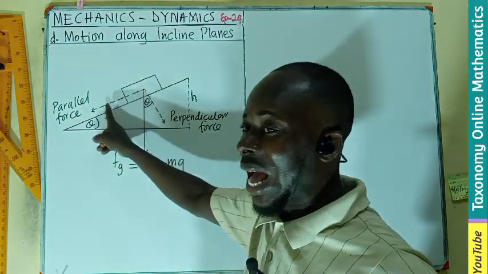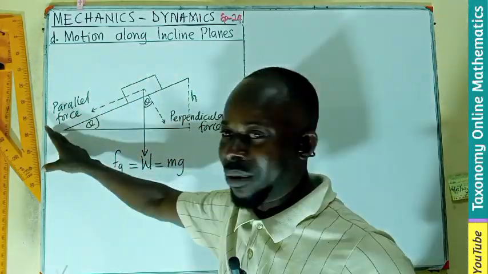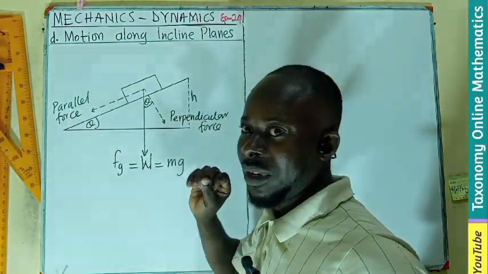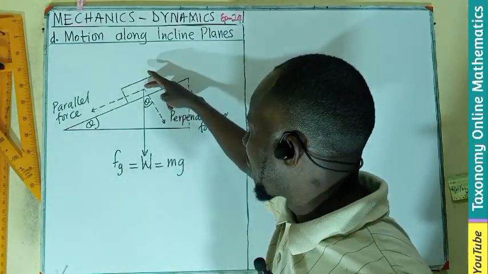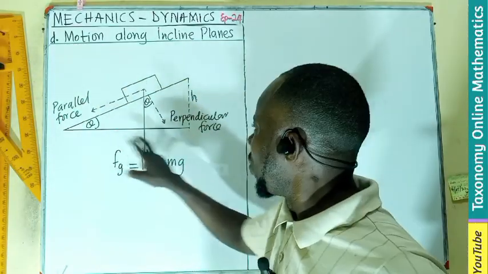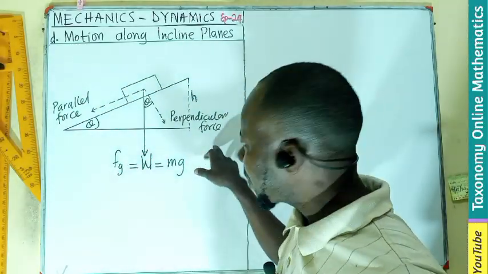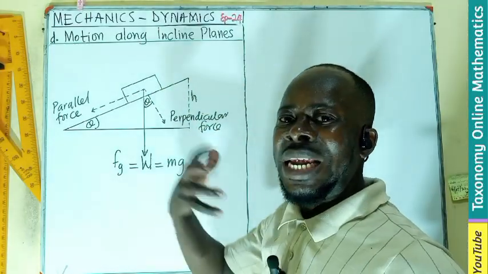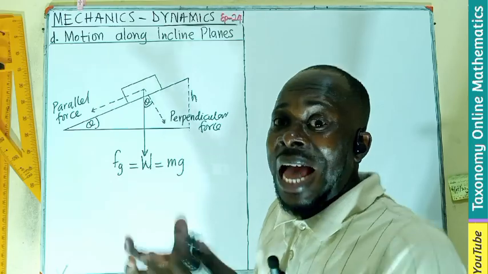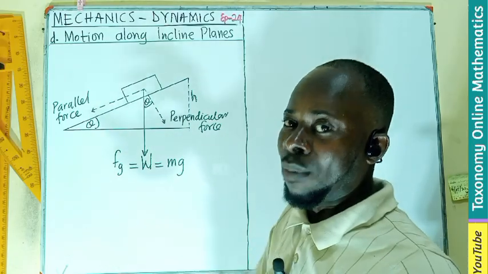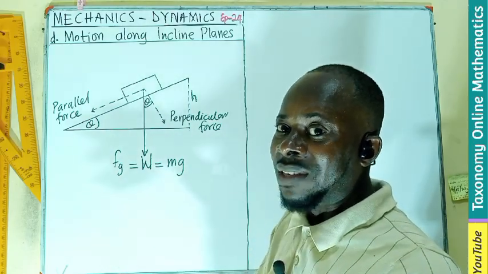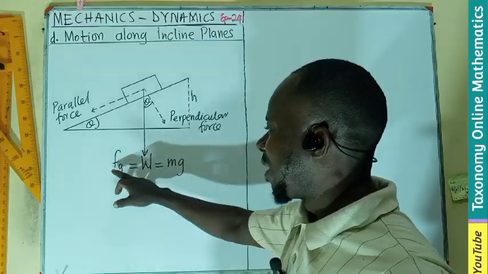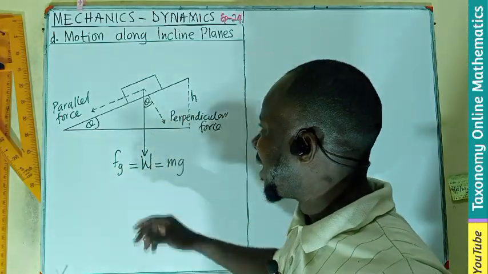Then the force acting on it is going to be parallel. That's what we have for the parallel force. Then there is also a force perpendicular to the surface, which is going to be the perpendicular force. Then this force we are seeing here is the weight, the only force acting on the body, the weight of the body itself. That is the force of gravity acting in this way.